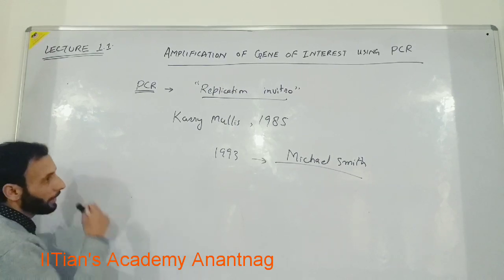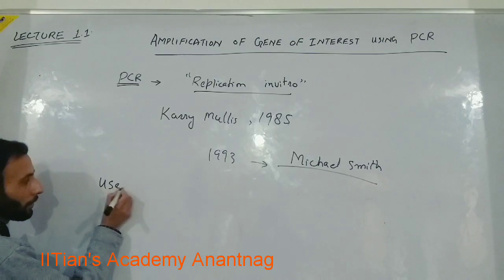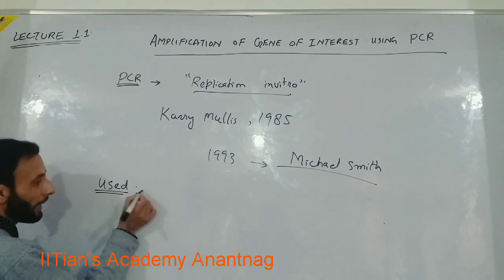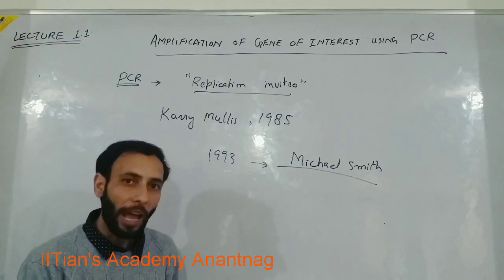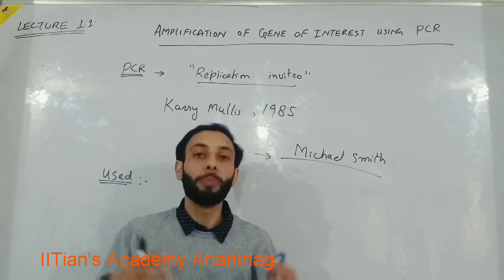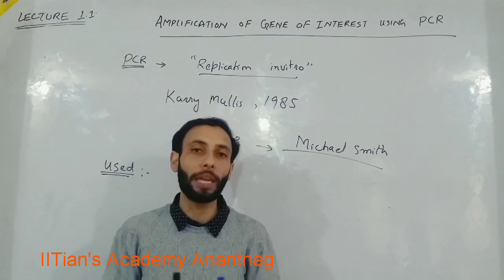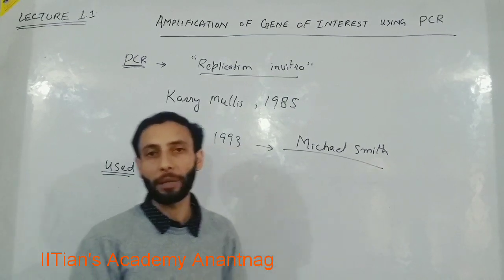So what is this polymerase chain reaction used for? Polymerase chain reaction is normally used when the quantity of DNA is very little and we want to amplify that DNA to much higher quantity. We want to make several thousand copies and several billion copies of DNA molecule.